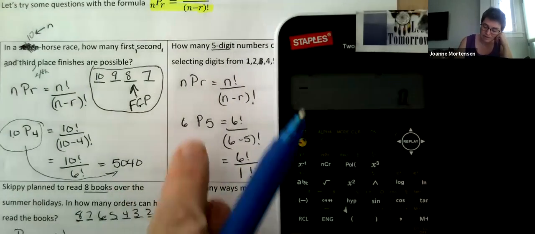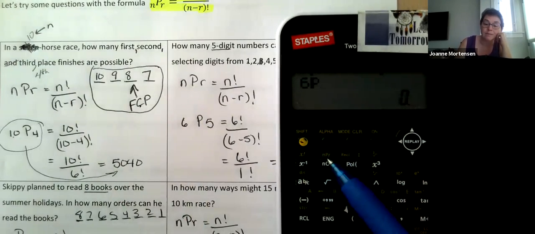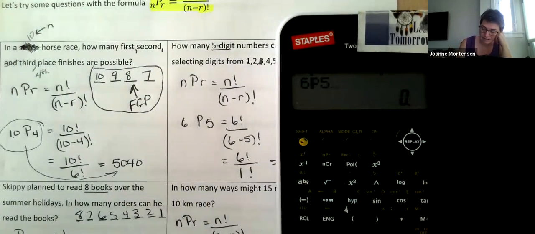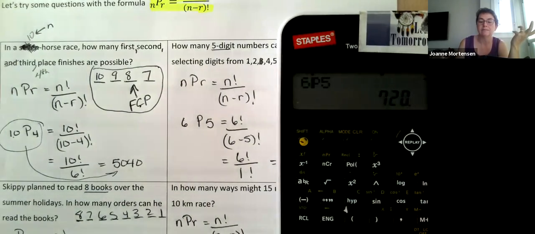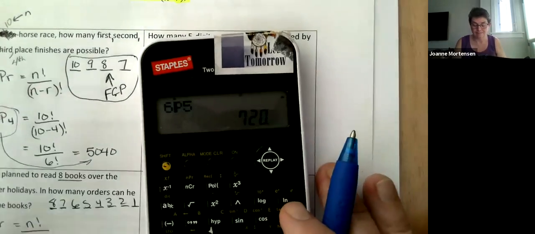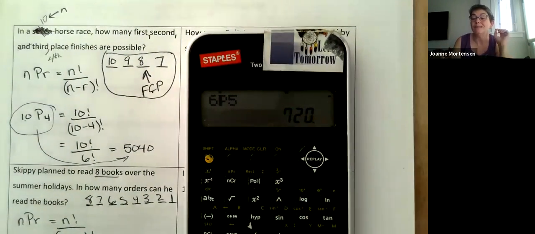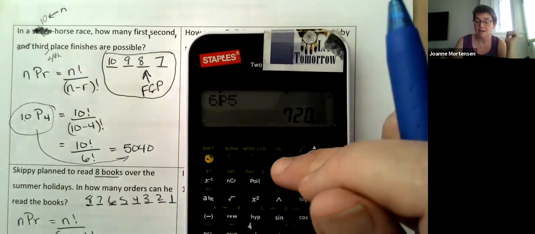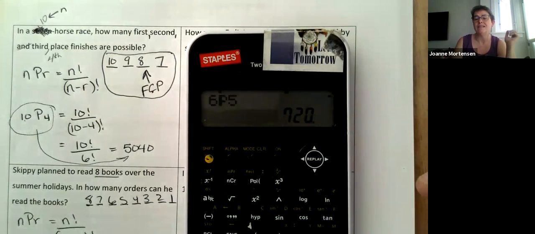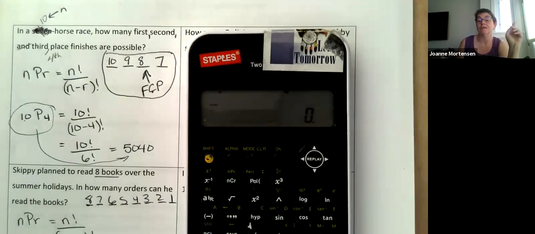All right, we got 6P5, so 6. I had to do that shift to get the P back there, and 5, and boom. 720. You probably want to explore that button on your calculator. And I'm sure you know by now you can't use your phone on the exam, so you better figure out how to do this. And I can't help you on the exam how to use your calculator.